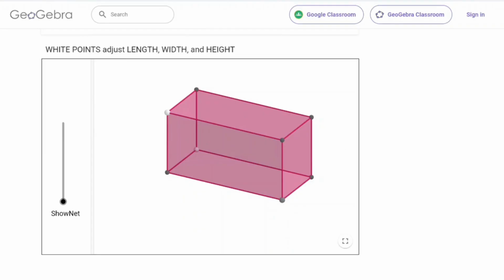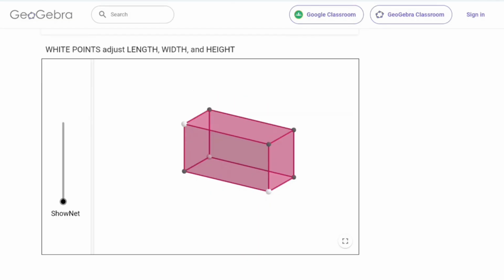Now let's talk about faces. A face is a flat surface on a 3D shape. And a rectangular prism has 6 faces in total, and every face is a rectangle. So for example, if you look at a Rubik's Cube, a Rubik's Cube has 6 faces. Or if you think about a book, a book is a rectangular prism. It has a front, back, left, right, top and bottom, 6 faces altogether.